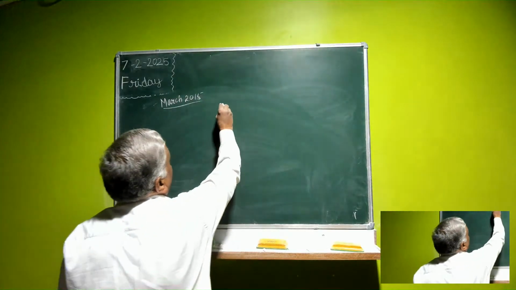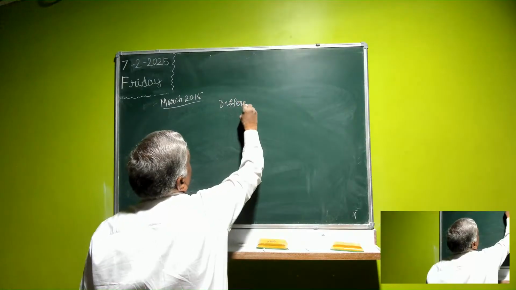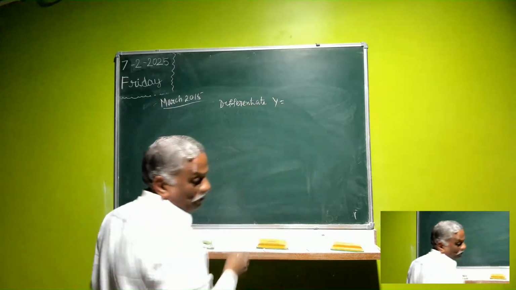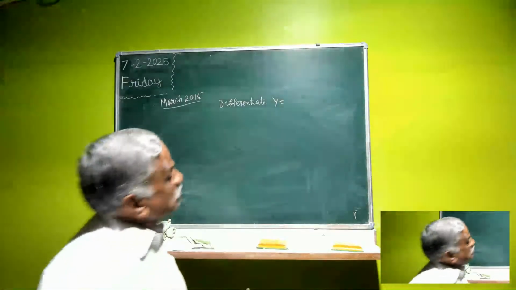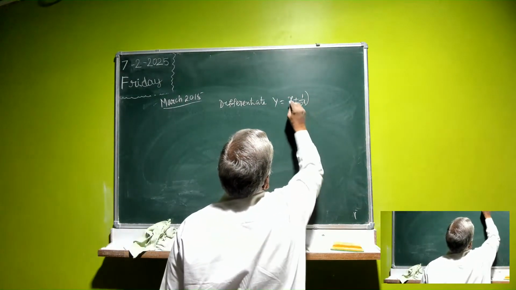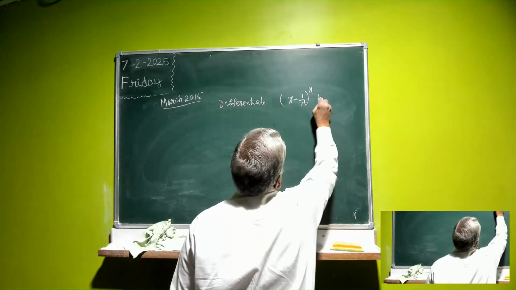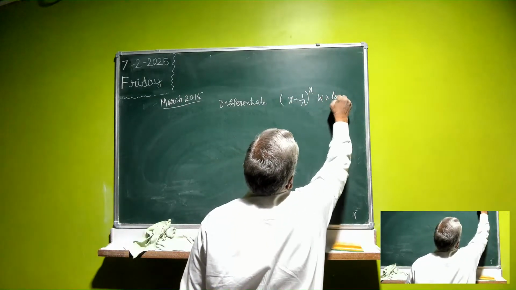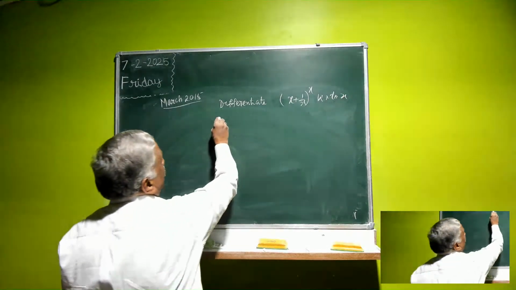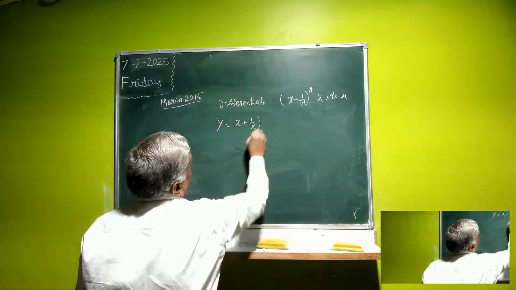Differentiate, a different problem. I just write the problem how it is given. Differentiate y is equal to x plus 1 by x to the power of x with respect to x. They have not given y, so you should bring in y. As y is equal to x plus 1 by x to the power of x.